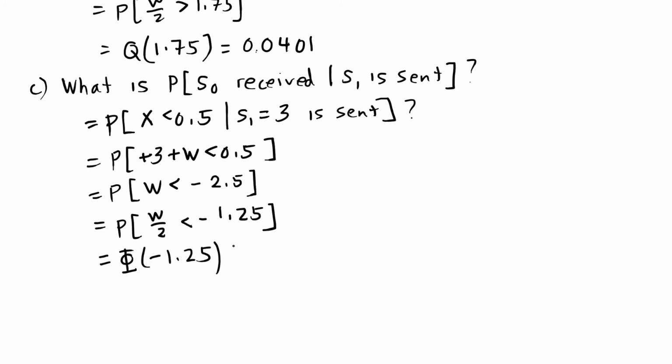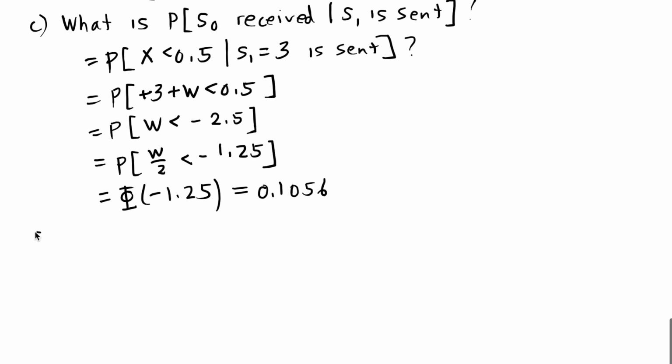So the phi function at minus 1.25, I plug that into MATLAB, and I get this value, 0.1056. Okay, just remember that this is not equal to the probability that S1 is received when S0 is sent. They're not equal probabilities of error here. It's also not the complement of that first answer, the 0.9599 probability. We can't just do 1 minus, because we know the probability that S0 is received given S0 is sent.